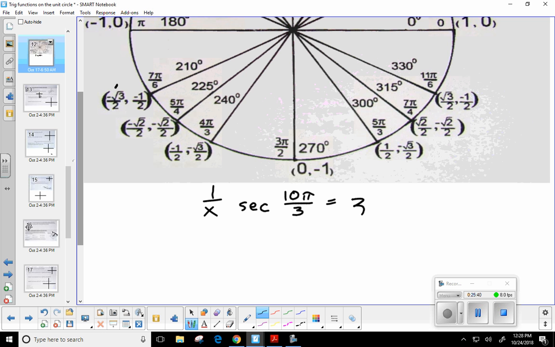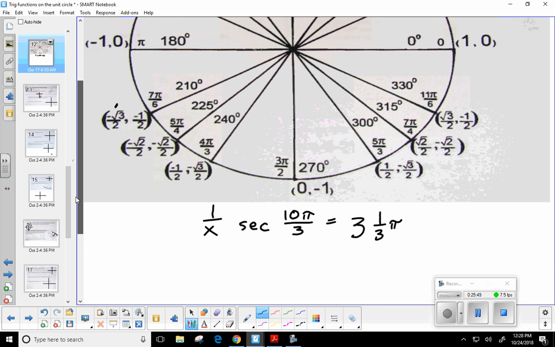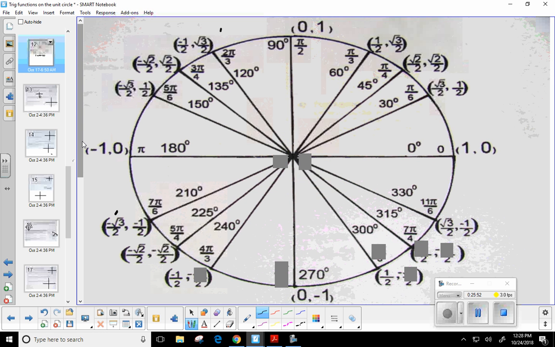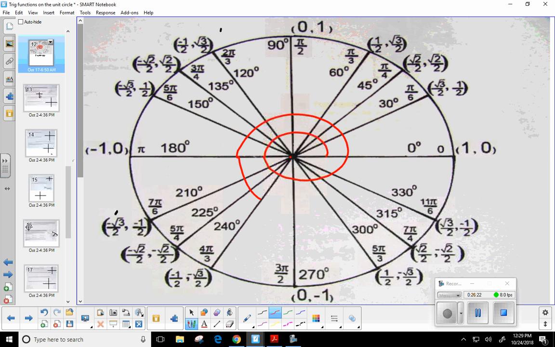Okay, so this would be the same as 3 and 1/3 pi, right? Would everybody agree? Now remember, think about your unit circle. Half of a revolution is pi, right? So here, there's 1 pi, there's 2 pi, there's 3 pi. Now, I just want to go an additional 1/3 pi. So where's that going to stop me? Would it be at 7 pi over 6, 5 pi over 4, or 4 pi over 3? It's going to be 4 pi over 3. It's going to stop me right here.